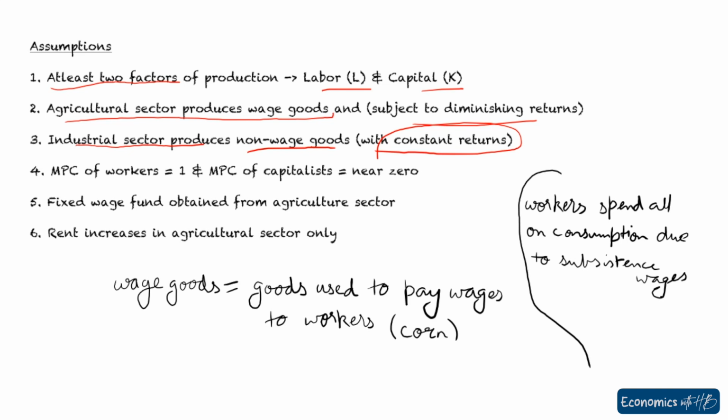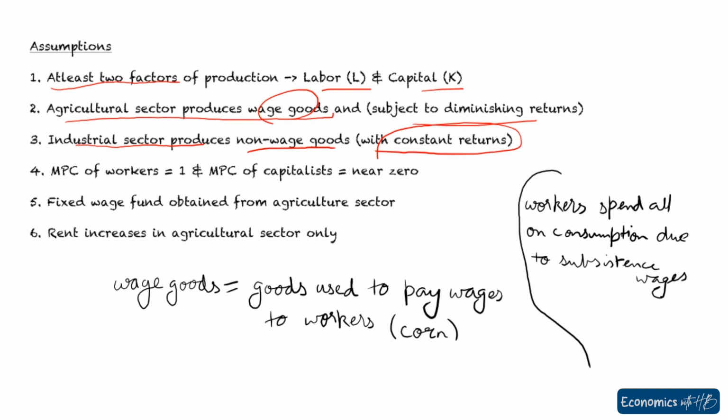And what are wage goods? These are those goods which are used to pay wages to workers, that is, in terms of corn. It also means that corn prices affect wages. In the single commodity model also, he was using corn as a wage good. Here also he is using corn as a wage good for both the sectors, agricultural and industrial sector. He is paying the wages in corn.